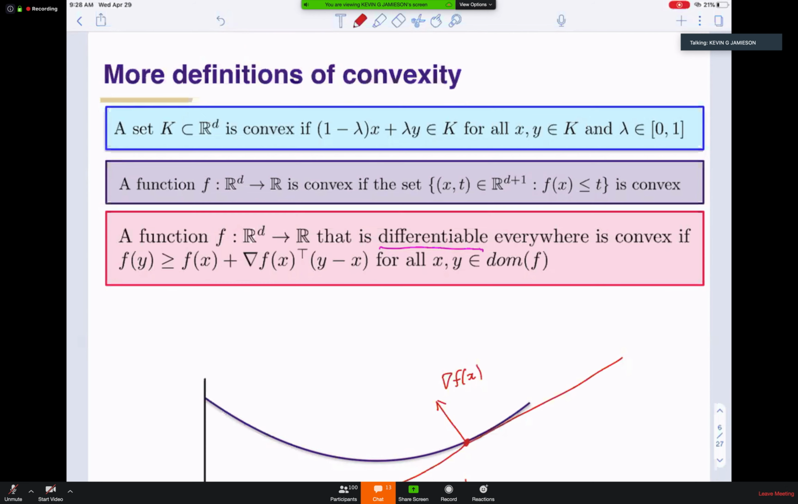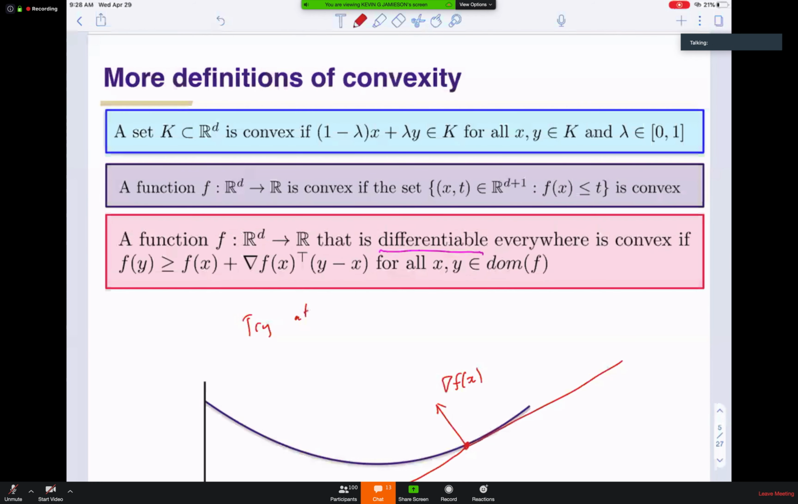So try at home, for f of x equal to e to the x, or f of x equal to x squared, show convexity using this definition. And so this is one way you could prove that f is convex.